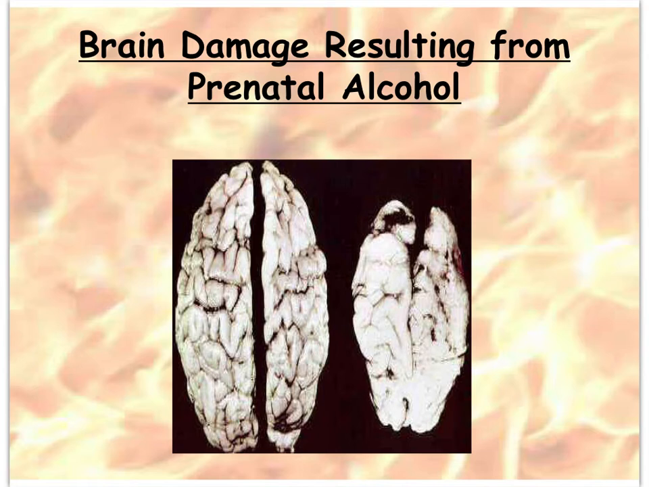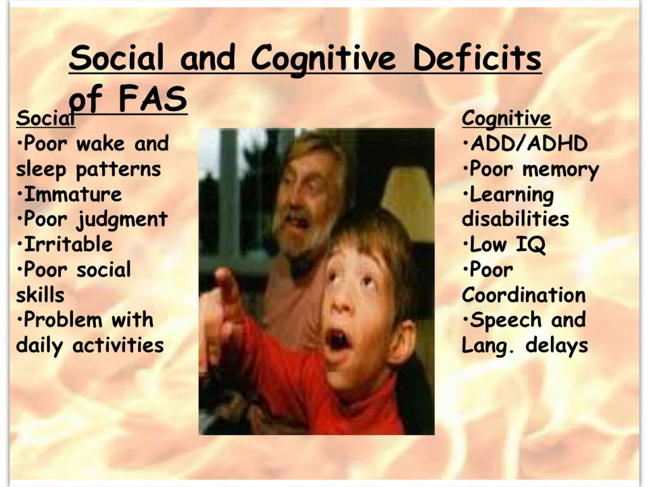And you'll notice one is smaller and you see less distinction between the hemispheres. But obviously this is going to be brain damage resulting from heavy prenatal alcohol drinking. And you'll notice other issues here. On the social and cognitive side, deficits include poor wake-sleep patterns, they might be immature, poor judgment, irritable, poor social skills, and problems once again with ADLs, your activities of daily living.